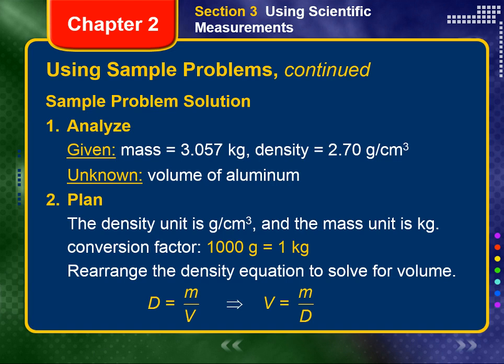Analyze. Given, mass is equal to 3.057 kilograms. Density is equal to 2.70 grams per cubic centimeter. Unknown, volume of aluminum. Plan. The density unit in the problem is grams per cubic centimeter, and the mass given in the problem is expressed in kilograms. Therefore, in addition to using the density equation, you will need to use a conversion factor representing the relationship between grams and kilograms. 1,000 grams is equal to 1 kilogram. Also, rearrange the density equation to solve for volume.